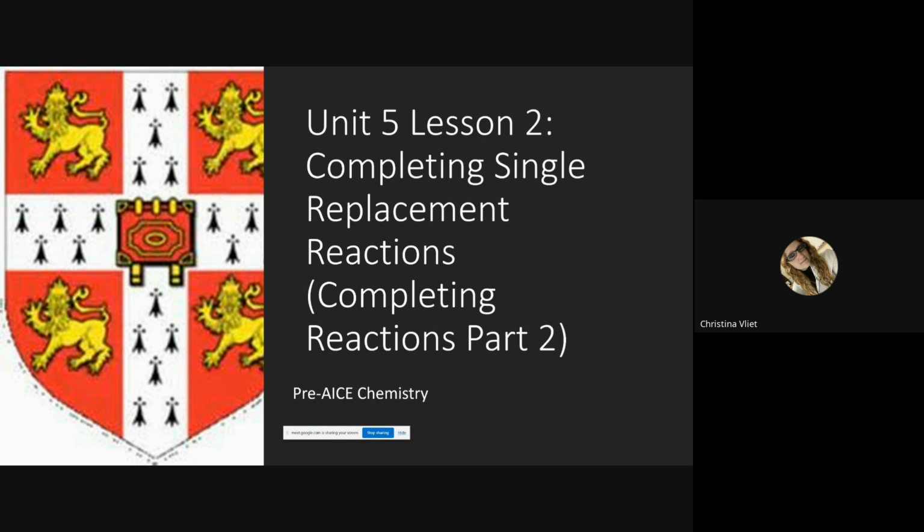Unit 5, Lesson 2, completing single replacement reactions. And this is technically completing reactions part 2.